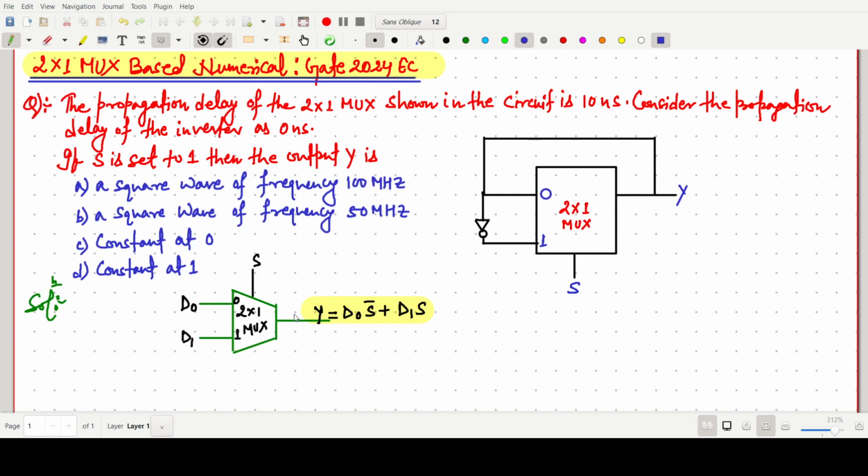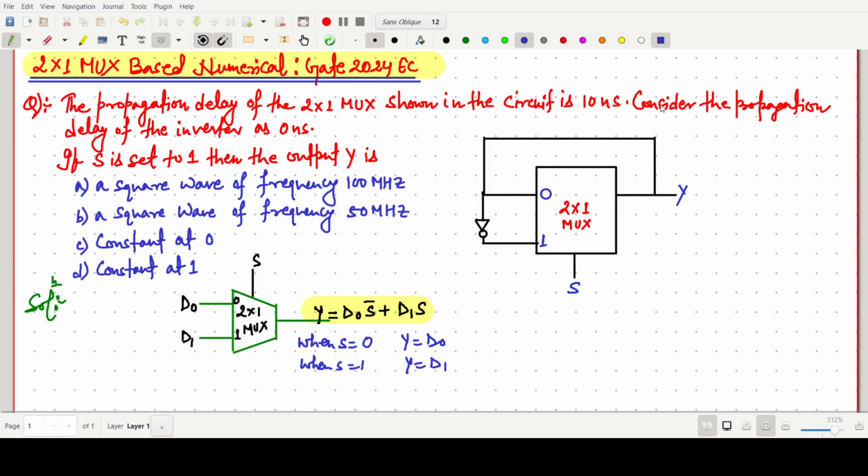This equation justifies the mux operation. When the select line is 0, it will give D0: Y equals D0 into 1 (S bar), and D1 into S is 0, so Y equals D0. When S equals 1, the first term is 0, so Y equals D1. So this is the equation for the mux.